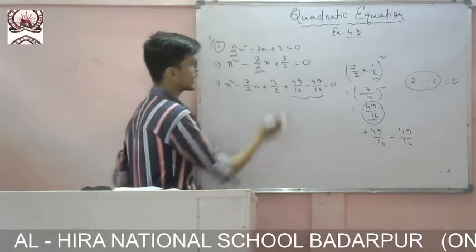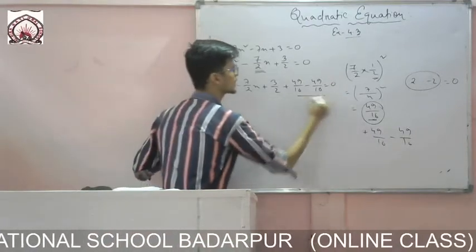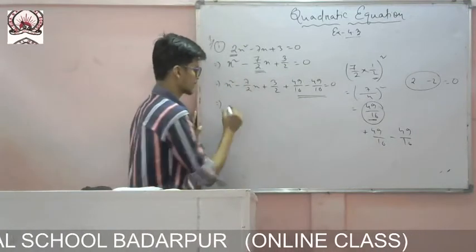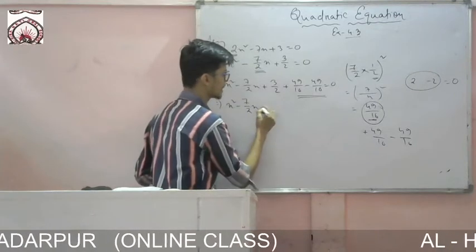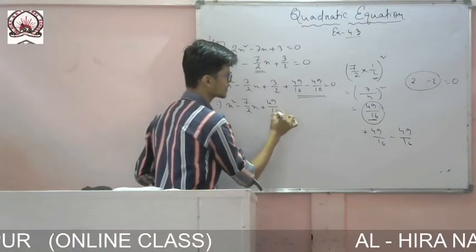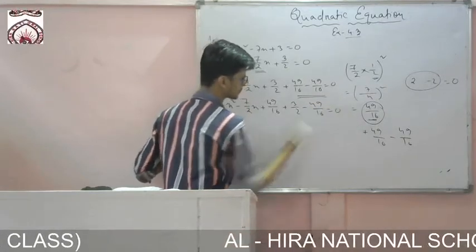So after adding the term, now I have to arrange it. So now we will see. I have to arrange it: x square minus 7 by 2 into x, the plus term will come here, it will be 49 by 16 plus 3 by 2 minus 49 by 16.